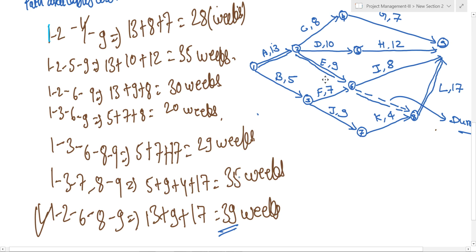If you do not complete the 1 to 3, 7 to 8, 8 to 9 related activities on time, then instead of 35 weeks, those activities will be completed in 36 or 37 weeks. It will not impact your project, because your project completion time is 39 weeks. So we need to focus more on the critical path activities. How to find the early start, late start, early finish and late finish for each activity, we already discussed in the previous sum.